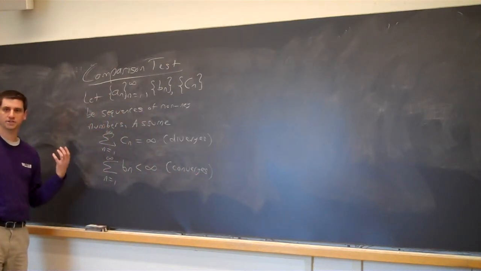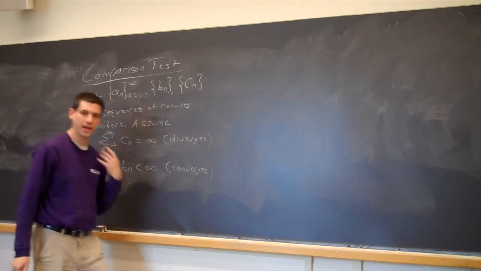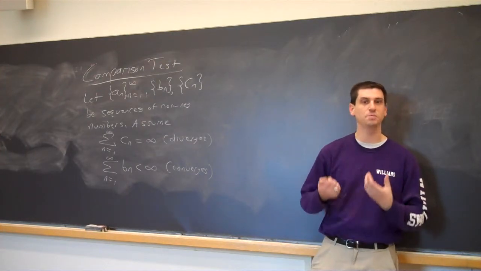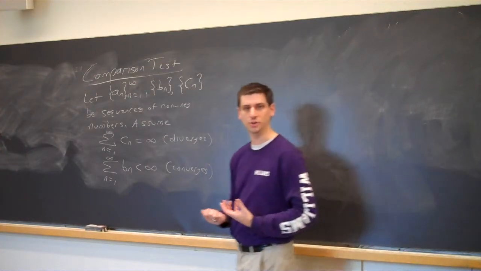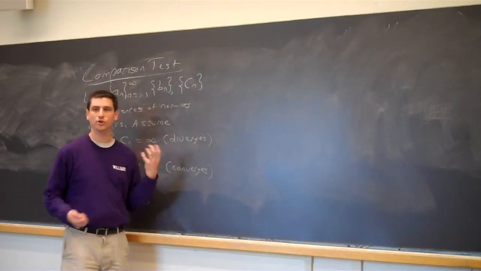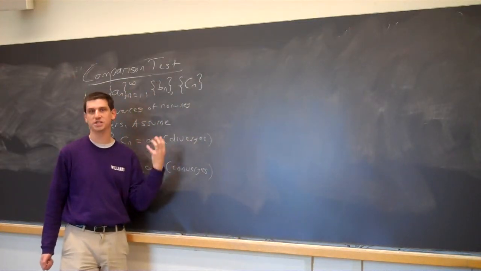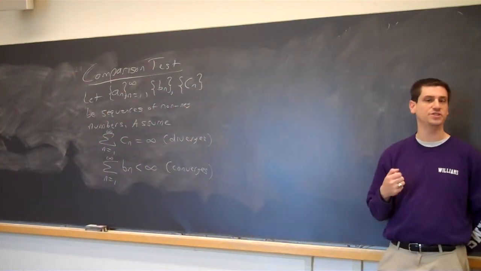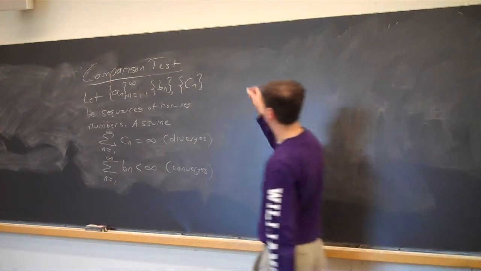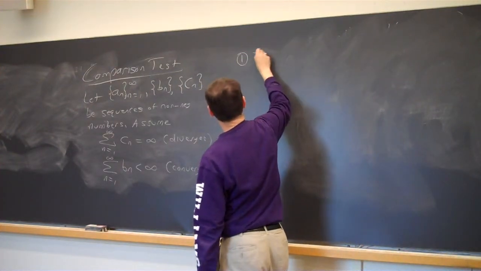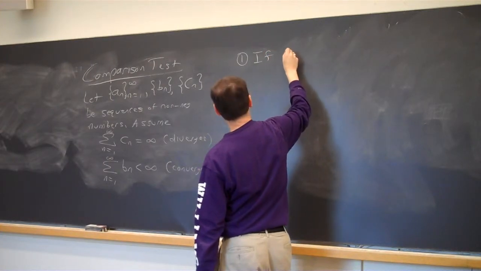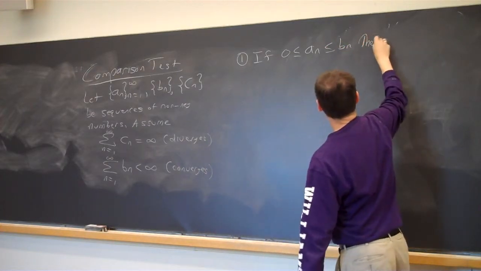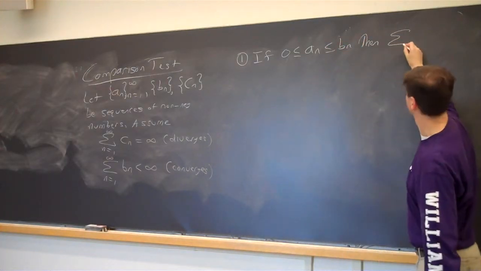The comparison test allows us to occasionally deduce information about the sums of the sequence a_n by comparing it to sums that we know. The problem is right now we do not know that many series that converge or diverge. Our list is very sparse. We're going to try to add more things to that today. So for example, let's see what it says. Number 1: if 0 is less than or equal to a_n is less than or equal to b_n, then what can we deduce about the sum of a_n?